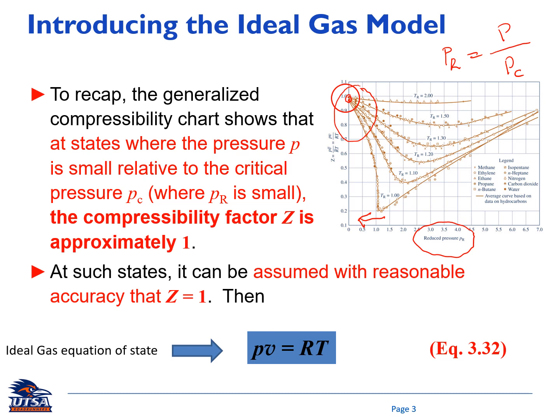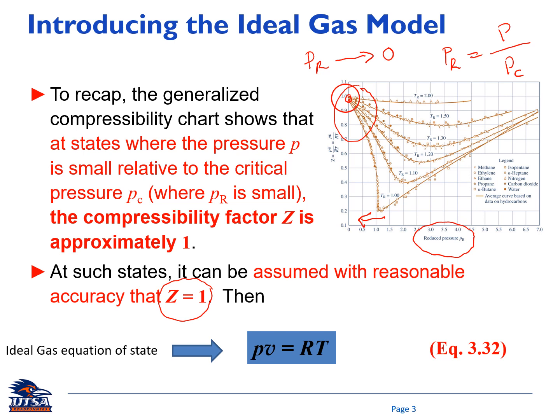At such a state, when PR approaches 0, the condition where Z equals 1 is called the ideal gas equation of state. So once again, if we have a condition with PR close to 0, then we have a condition that is called the ideal condition, and from this ideal condition we can apply the ideal gas equation of state. So the ideal gas equation of state is the condition where Z equals 1.